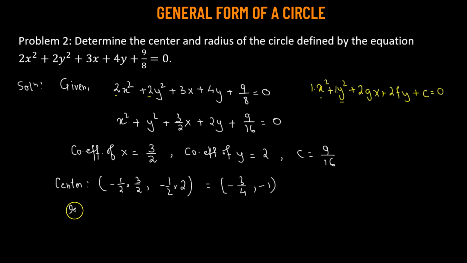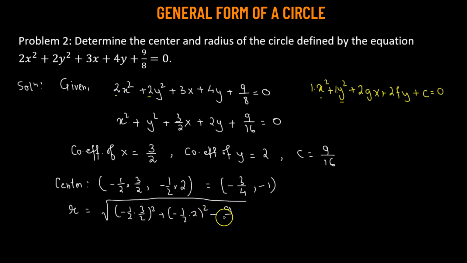Let's determine the radius. So our radius comes out to be the square root of negative half times the coefficient of x, so that's 3 over 2, squared, added to negative half times the coefficient of y, so that's 2, squared. And then we subtract the constant term c, so that's 9 over 16. So let's find this value. We have negative half times 3 over 2, so that's negative 3 over 4. When we square it, -3 squared becomes 9, 4 squared becomes 16, so 9 over 16. Then we have negative 1.